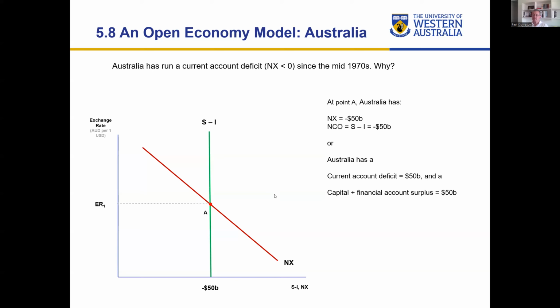Now, one final point to make. In terms of the flows of money, what is happening here at point A? Well, at point A, Australia has savings of, let's say, 250 billion, and we have total borrowing of 300 billion, a gap of minus 50 billion. Now, to cover that gap, we need to borrow 50 billion from foreigners.